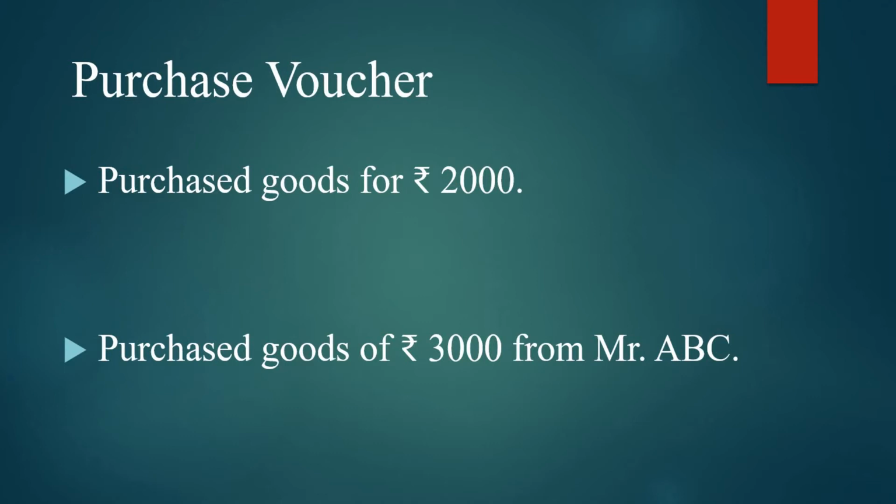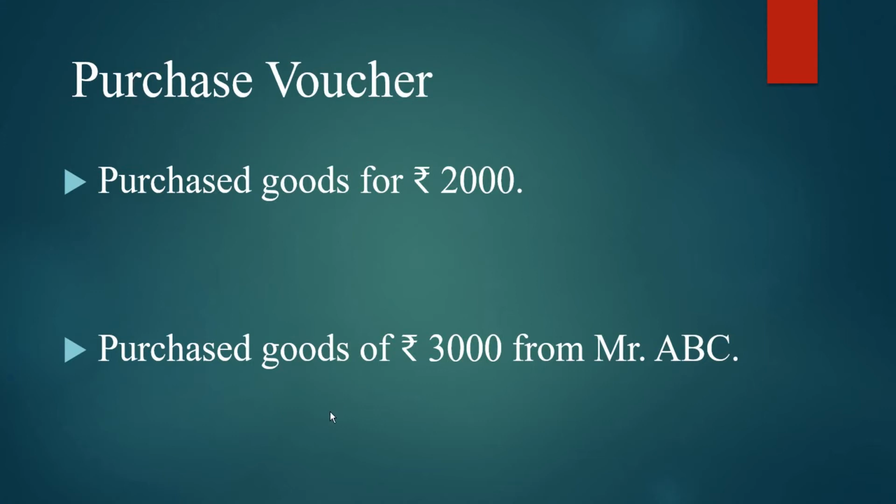Before I proceed to the next slide, that is for the sales voucher. Here we have seen the first transaction, purchased goods for rupees 2000. It is in the form of cash. If it is in the form of cash, this transaction recording can be done in two different vouchers. One is purchase voucher, and we can do this particular transaction even in the payment voucher also, if it is in the form of cash. If it is in the form of credit basis, it has to be recorded only in purchase voucher.